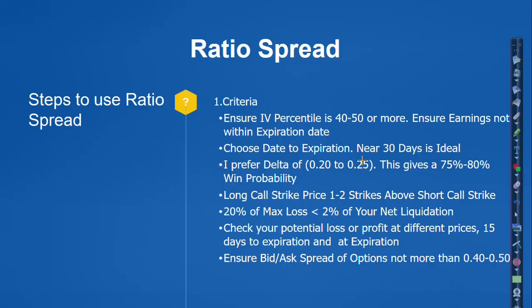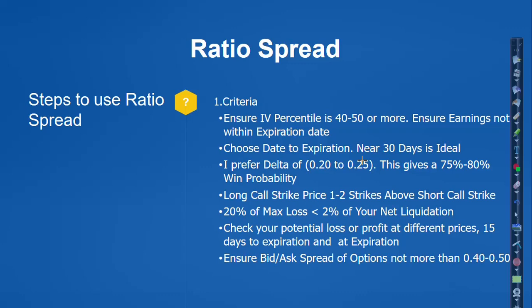As I said, the long call strike price is 1 or 2 strikes above the short call strike. Basically we use 1 or 2 because it is based on implied volatility percentile. If implied volatility percentile is too high, we use 2 strike prices above. Now you can see implied volatility is slightly higher, so that is why we are selecting 1 strike price higher.